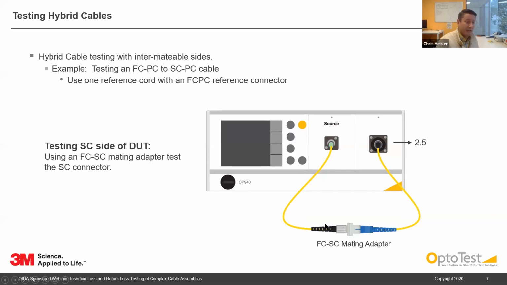Next, to test the SC side, we need to mate the SC connector of our DUT to the FC connector of our reference cord. To do this, we need to use an FC to SC mating adapter. So once we mate those up, we connect up the FC side to the universal 2.5 millimeter adapter, and then we can test insertion loss and return loss on this connection here.